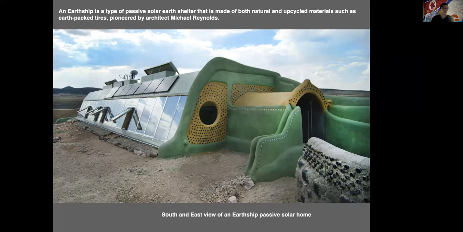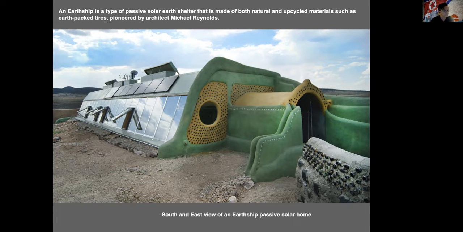So I'm showing here a contemporary project by a contemporary architect, that uses a similar kind of old traditional system to create an environment that was a passive system for heating and cooling. And this is called Earthship. The idea was to have a passive solar earth shelter that is made of both natural and upcycled material, such as earth-packed tires. It was designed and built by architect Michael Reynolds.